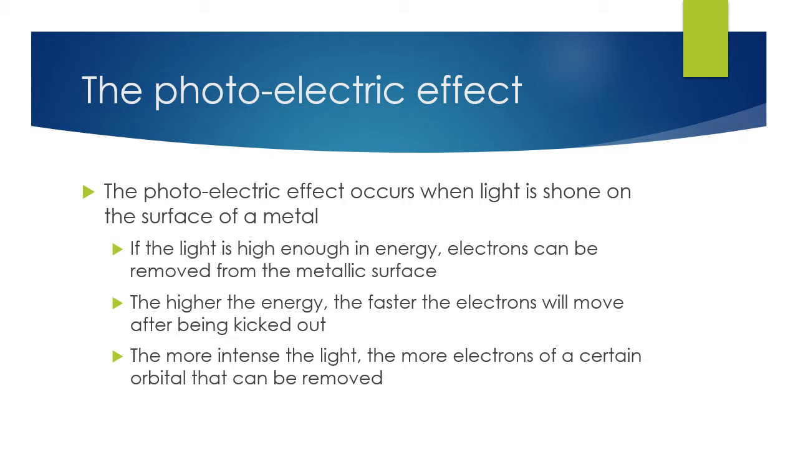Let's talk about the photoelectric effect before we learn about our new spectroscopic technique. The photoelectric effect occurs when light is shown on the surface of a metal. If the light is of a high enough energy, electrons can be removed from the metallic surface. The higher the energy, the faster the electrons will move after they are kicked off the surface, and the more intense the light, the more electrons of whatever energy level they're being taken from can be removed.